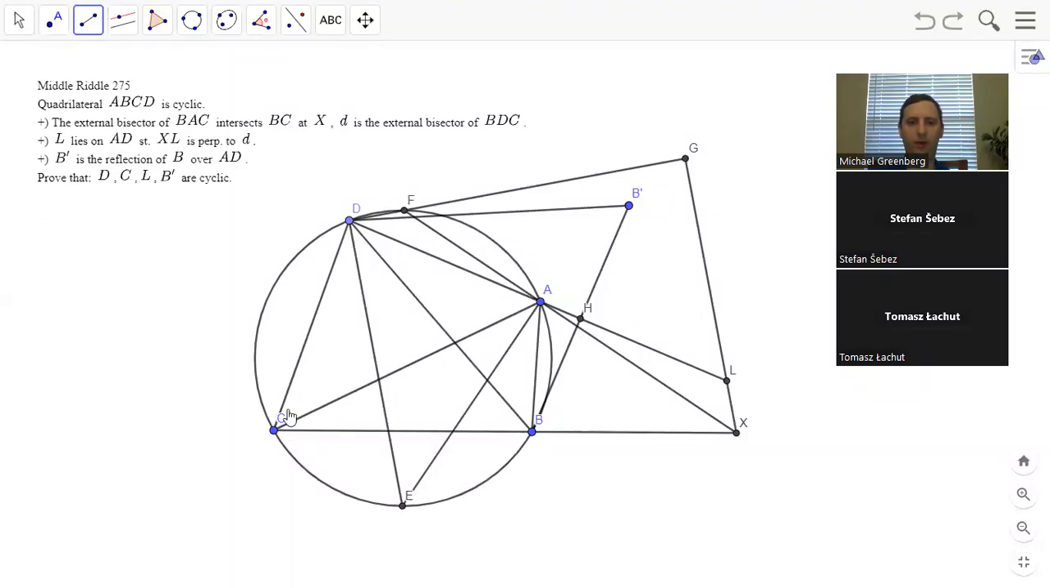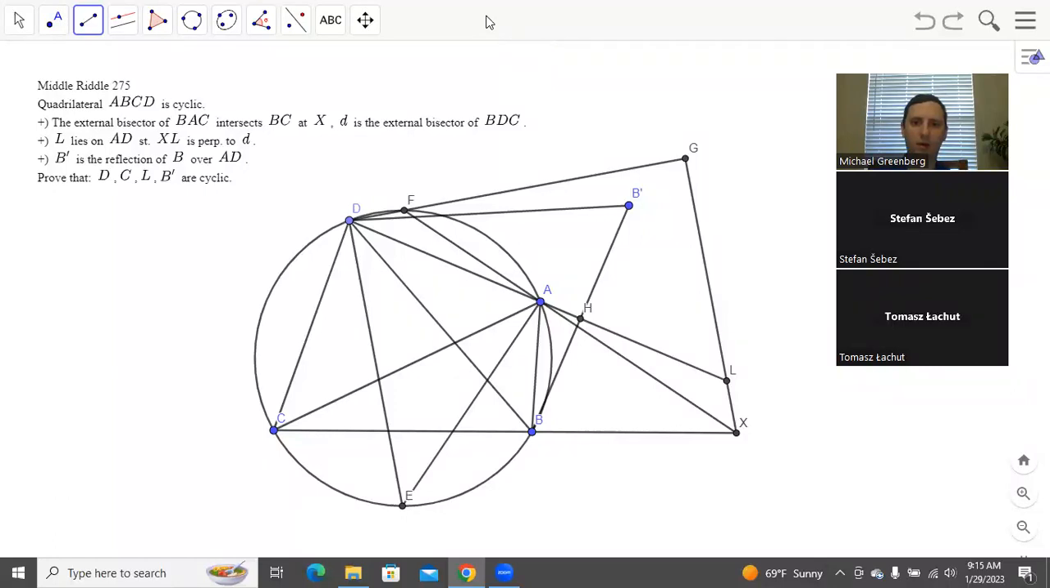How would we find angle CLD? DBL plus DCL. Yes, that's a good way to phrase it. Yeah, we want to show DBL plus DCL is 180. I like it.